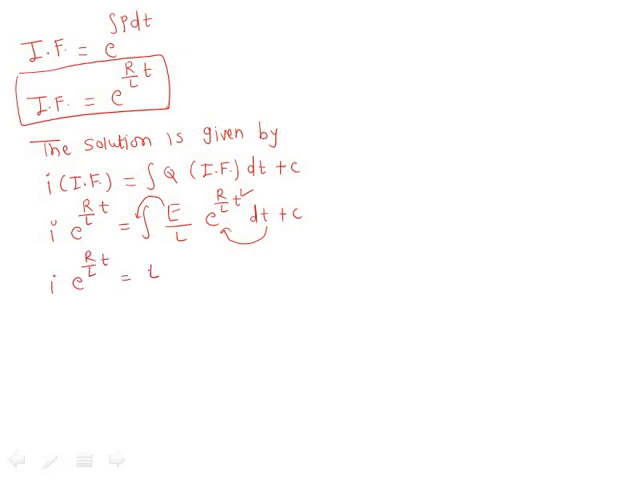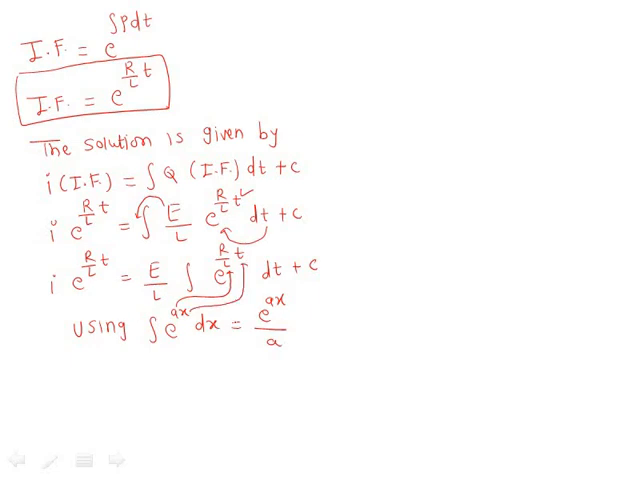It means this E by L is constant, so we take it outside of the integral sign. Then we have to find the integration of e raised to R by L into t dt. To integrate this term, we will use the formula that the integration of e raised to ax dx is equal to e raised to ax upon a. Here we can observe that the value of a is R by L, and for the x variable we have the variable t.